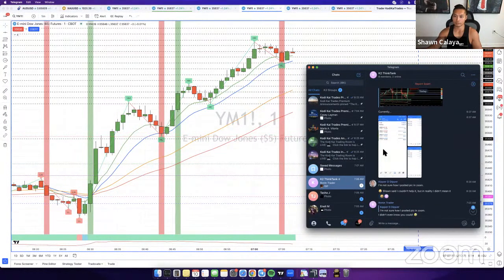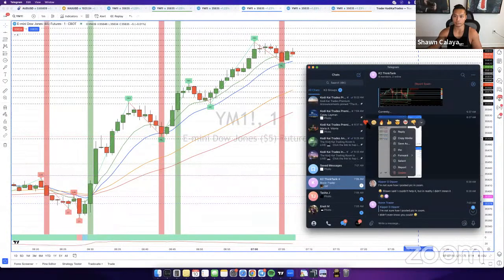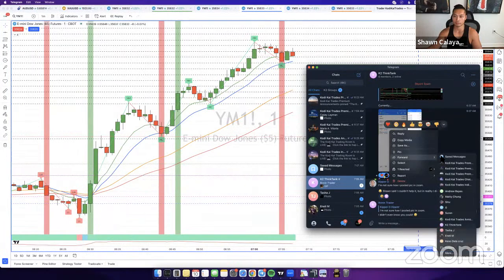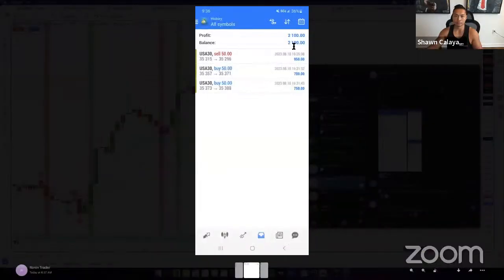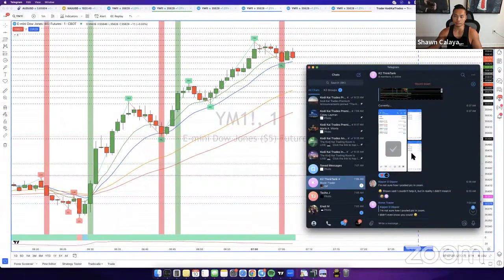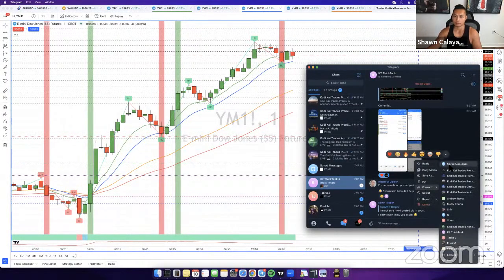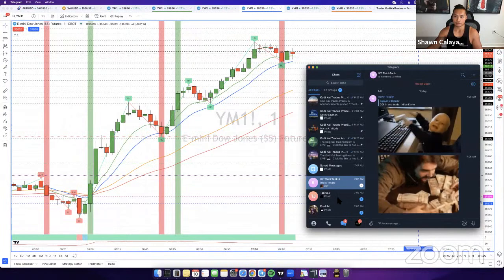We have Sisuk over here. Sisuk locked in a total profit of 2,300 for the day on his first account. Locked in 2,100 on a second account, all wins. And locked in a total profit of 2,100 on his third account, all wins here as well. Nice work, Sisuk. So solid profits right there.